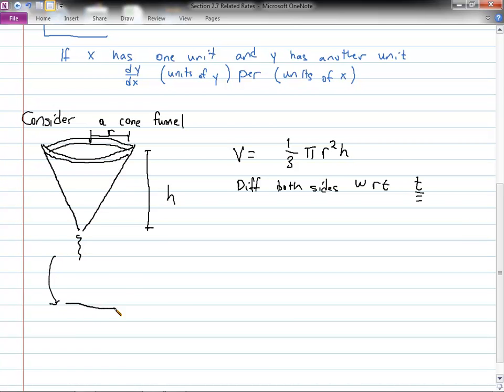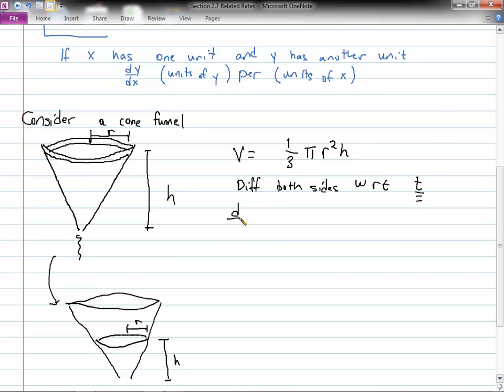As the water goes down, you might be down here, right? Which means your r is now smaller. Your h is also smaller, which means your volume is smaller. So V, r, and h all depend on t. However, pi does not. Pi does not change ever.